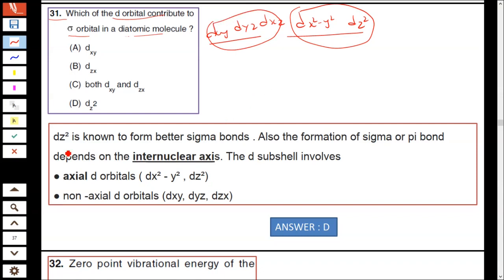Here, dz square is given, while dx square minus y square was not given. Hence option A is ruled out, option B is ruled out, and option C is ruled out, and option D is the correct answer. dz square is known to form a better sigma bond. Also, the formation of sigma or pi bond depends on the internuclear axis. The d subshell involves the axial orbitals dx square minus y square and dz square. The non-axial ones are dxy, dyz and dxz.